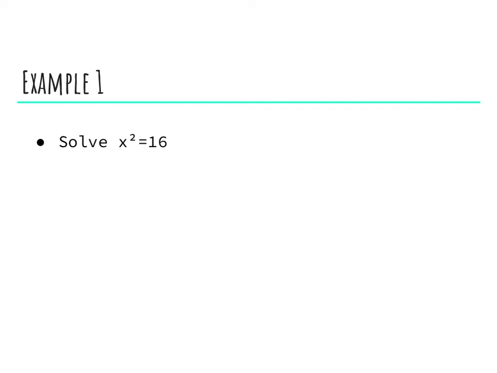Now let's look at an example. Solve x squared equals 16. The x is squared. I need to get rid of that square. So I'm going to do the opposite of squaring, which is finding the square root. So I'm going to find the square root of both sides of this equation. So I'm going to have the square root of x squared equals the square root of 16. Now the square and the square root, because they're opposite operations, are going to cancel each other out. So on the left-hand side, the square and the square root cancel, and I'm left with x equals the square root of 16.